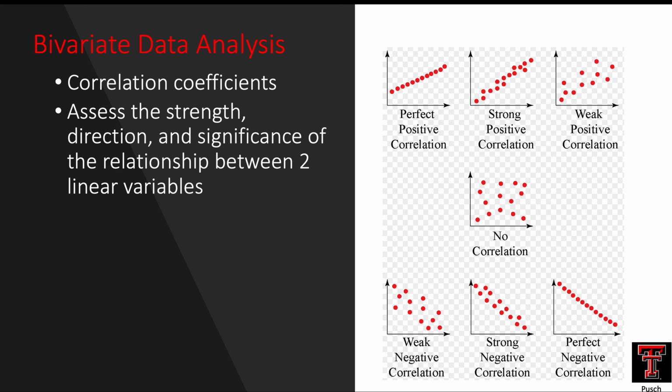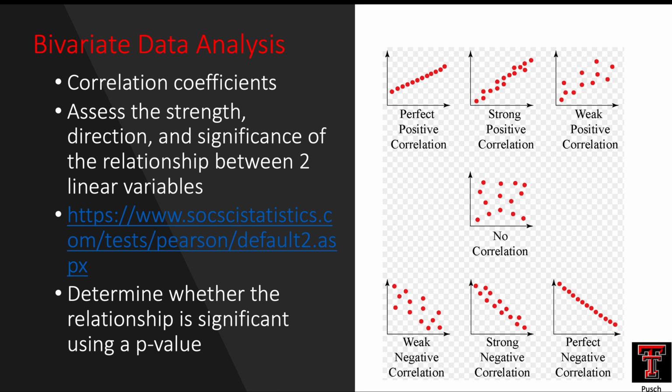So correlation coefficients. It assesses the strength, direction, and significance of the relationship between two linear variables. So you can also do coefficients for variables that aren't measured linearly. You're going to use slightly different calculations, but it's going to look similar. And you determine whether the relationship is significant using a p-value.